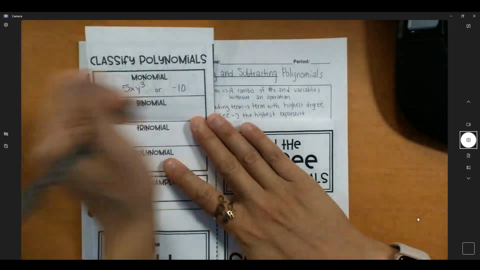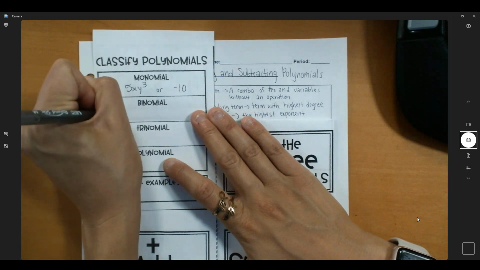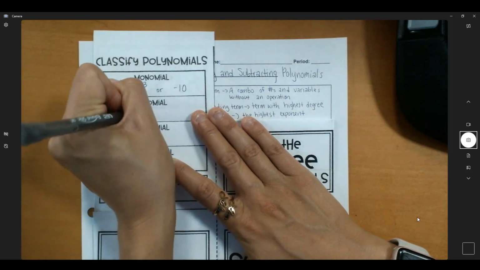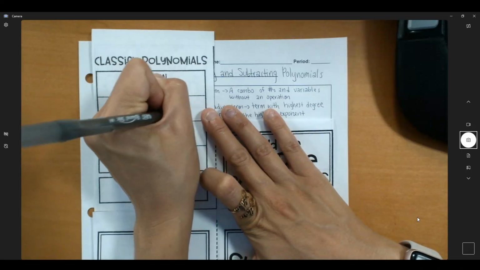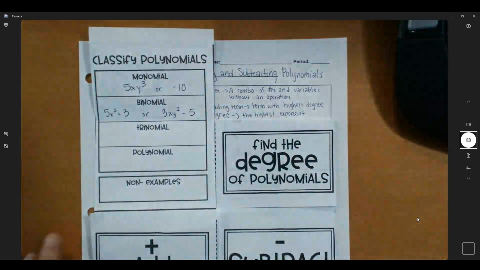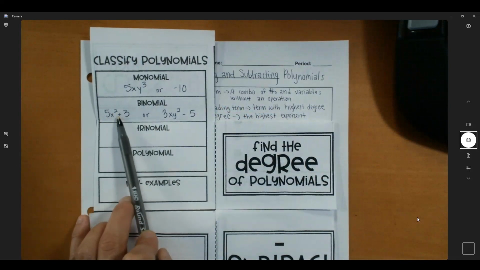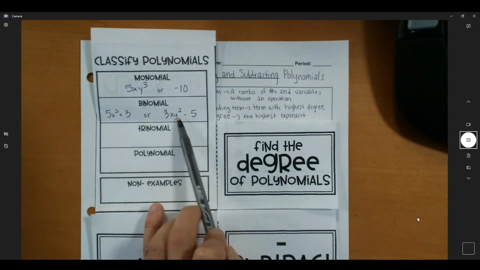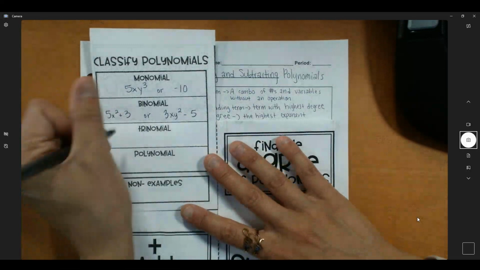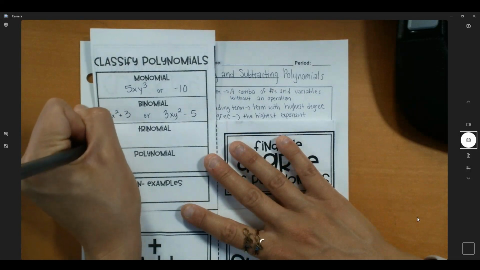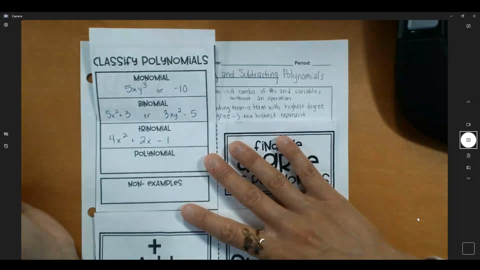Binomial is going to have two terms. So something like 5x squared plus 3 or 3xy squared minus 5. Okay, so you see they have two terms separated by an operation. Two terms separated by an operation. Right? A trinomial, that's three terms. So something like 4x squared plus 2x minus 1.